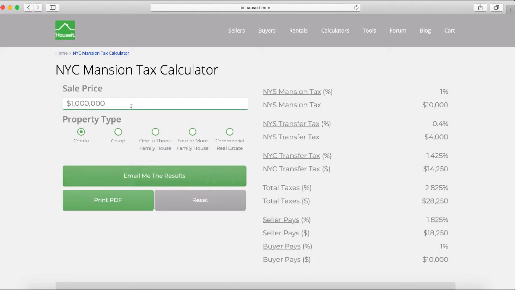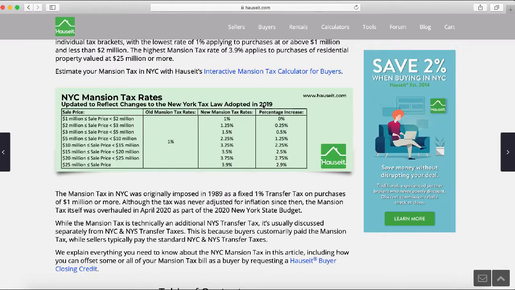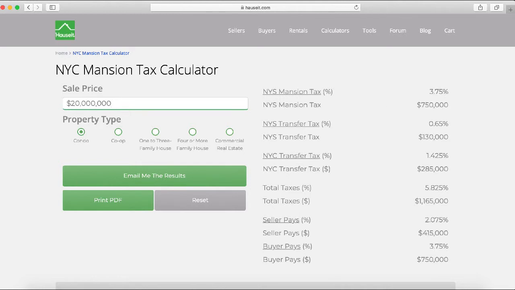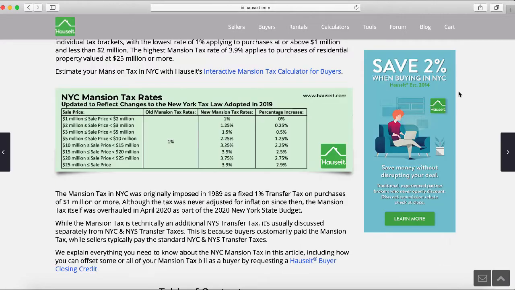So going back into the calculator here, we can see that if we adjust the sale price to something that's higher than 1 to 2 million, we're going to get a higher mansion tax rate of 1.25%. So the calculator here should be generating an output for the mansion tax, which is consistent with these tax brackets. We can test it again using 20 million as the purchase price. So let's add another 0, and that's going to give us a mansion tax rate of 3.75%. That appears to be consistent with what you have here.